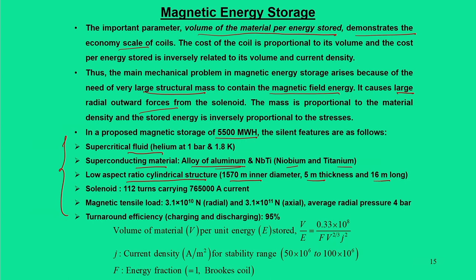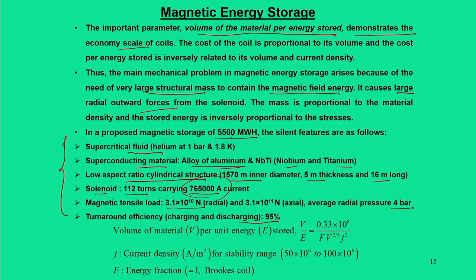This is of course too high for this energy storage of 5500 megawatt hour, and we also need the solenoid, which must have at least 112 tons, that carries 765,000 ampere current, and this number is very large. Because of this high current, we expect a magnetic tensile load close to 3.3 into 10 to the power 10 Newton, in the range of 10 to the power 10 to 10 to the 11 Newtons, and of course a radial pressure of 4 bar. It is good that they will have a very good turnaround efficiency during charging and discharging.